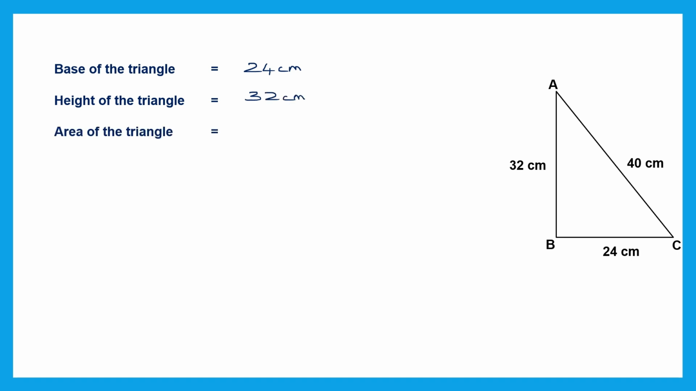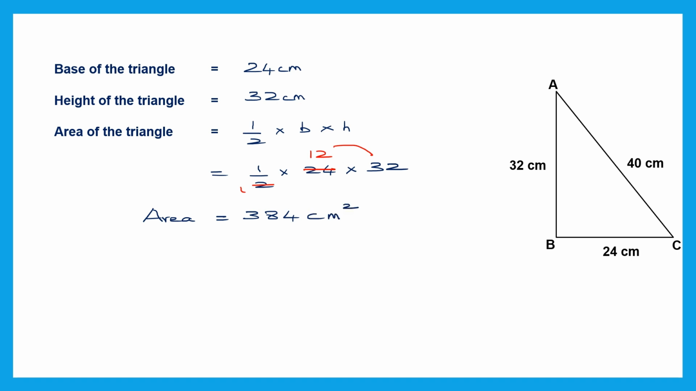And now we can find the area of the triangle using the formula half into base into height. So this is 1 by 2 into the base is 24 centimeters and the height is 32 centimeters. Now let's cancel. 2 twelves are 24. Now we just have to multiply 12 into 32, and that is 384. And we have found the area of the triangle. So this is 384 centimeters square. So this is our answer.